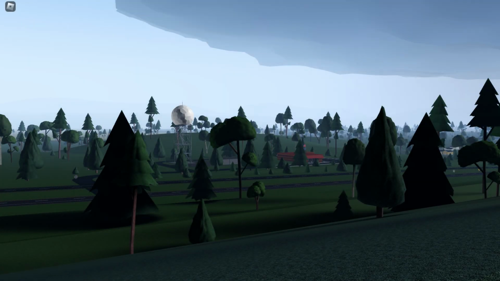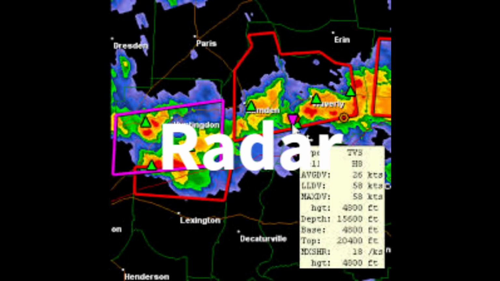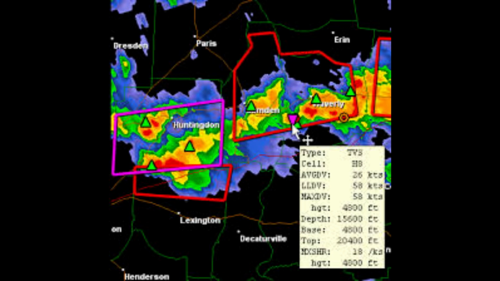Alright, now on to the radar. What is the radar? Well, everybody knows the radar. Looking at storms, seeing what's up there, what's up in the atmosphere, what the storm is doing. So, one of the most important things that typically everybody's going to look at is the TVS, or tornado vortex signature, or something like that.